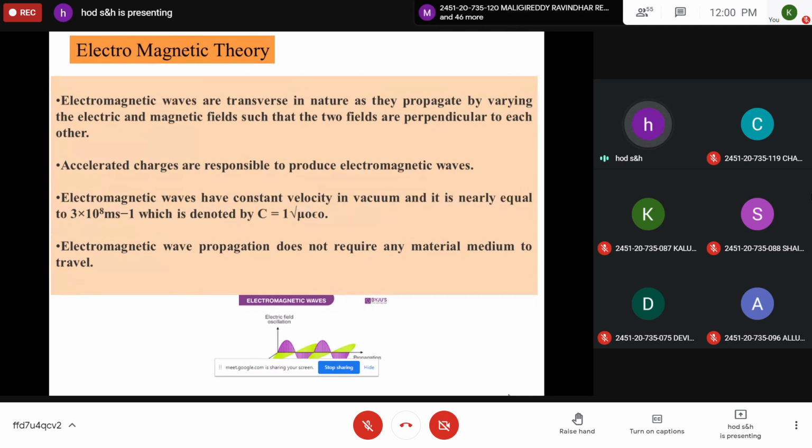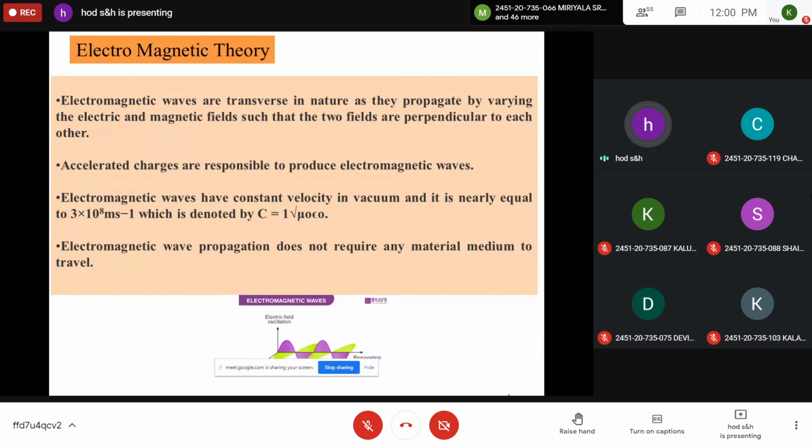Electromagnetic waves are a combination, a coupling, of both electric and magnetic fields. They are transverse in nature. If the direction of vibration of particles of the medium is perpendicular to the wave motion, then it is called a transverse wave. The electric field and magnetic field are coupled here, and they travel in space.